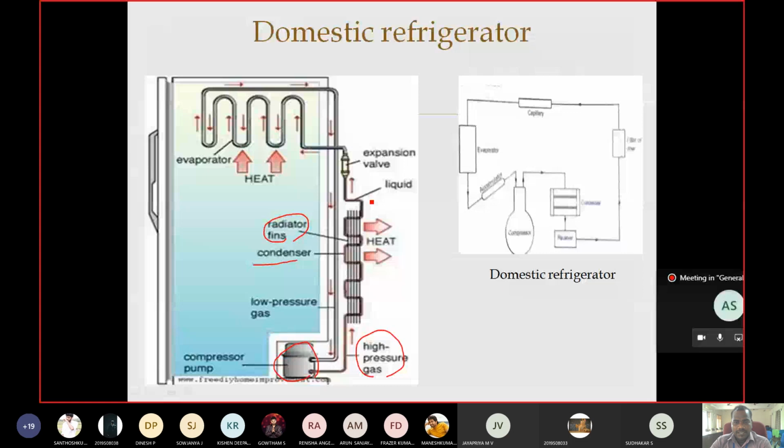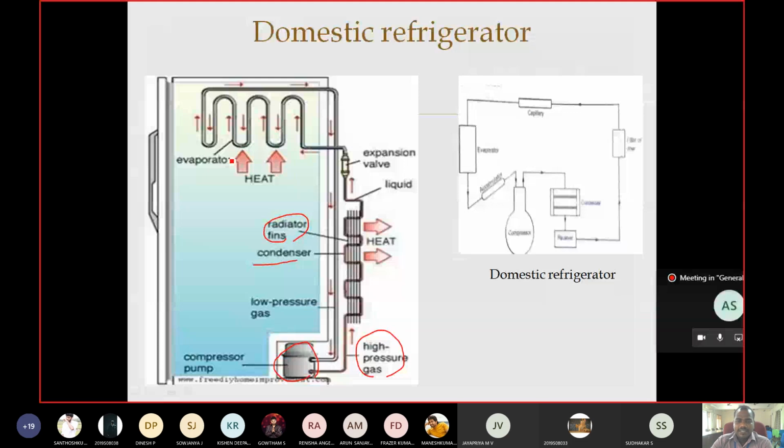Then this liquid is passed through the expansion valve. After the expansion valve, we get the subcooled liquid again. So we get the chillness, the cooling. These cooled liquids are passed through the evaporator. Then the latent heat from inside the fridge is transferred to the medium. Then we get low pressure gas again after the exit of the evaporator.